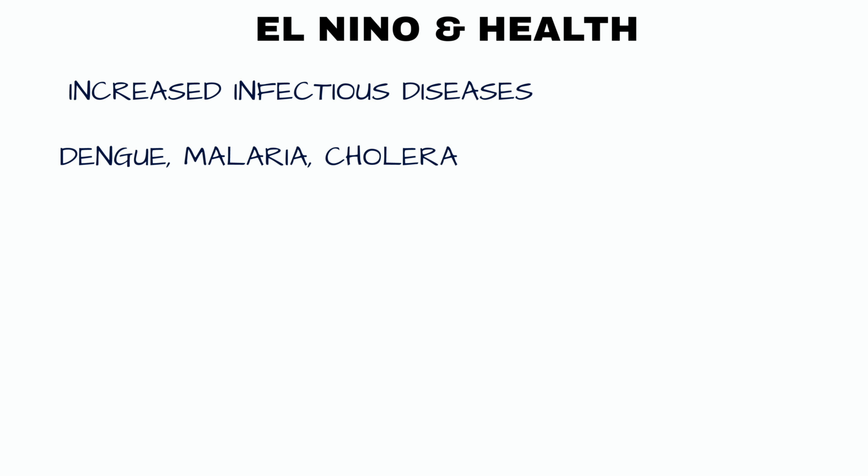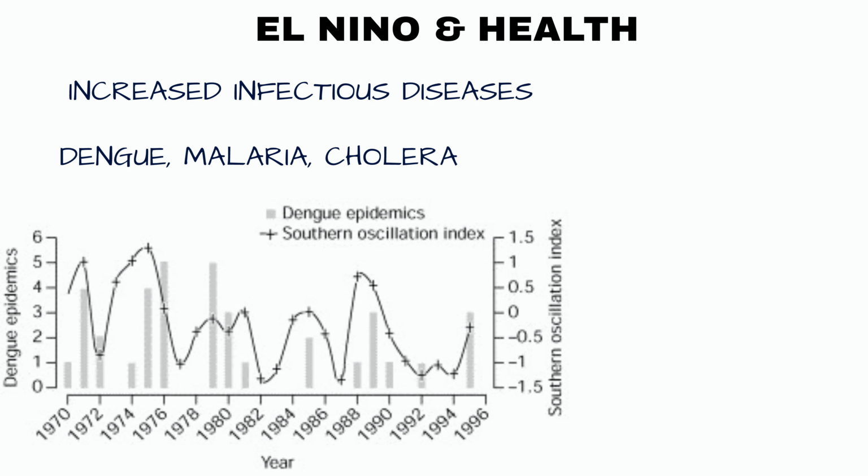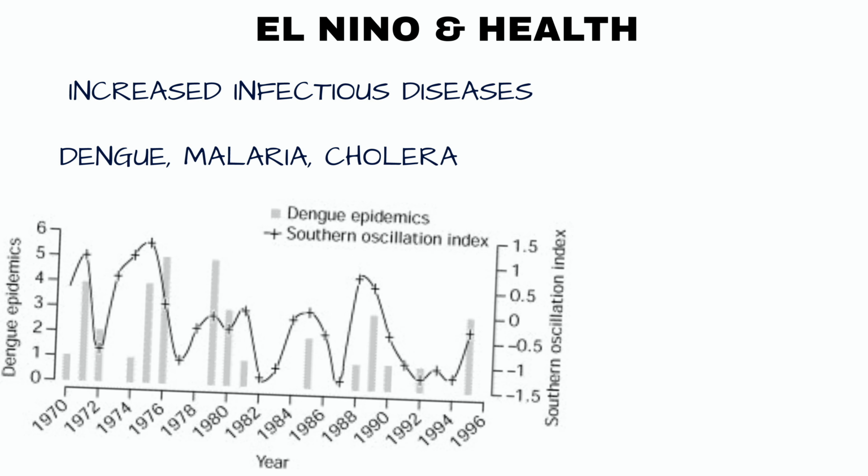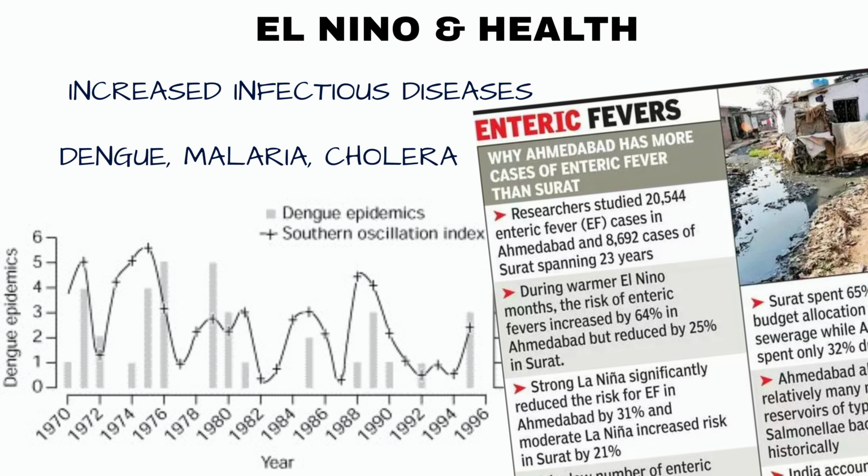Does El Nino have any effect on our health? El Nino can impact human health by increasing infectious diseases. El Nino can lead to an increase in the occurrence of infectious diseases such as dengue fever, malaria, and cholera. This is because the increased rainfall and warmer temperatures associated with El Nino can create ideal breeding conditions for disease-carrying mosquitoes and other insects.